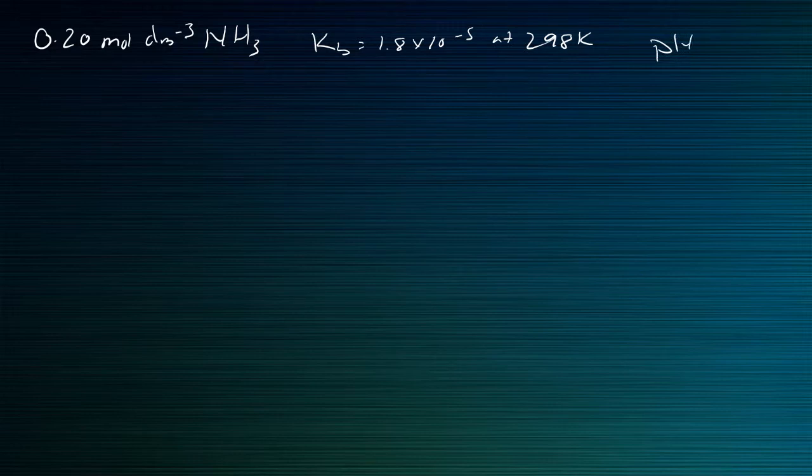So if you have a 0.20 mole per decimeter cubed solution of NH3, you know your Kb is 1.8 times 10 to the negative fifth at 298 Kelvin. What is the pH? Oh boy, that's a lot of steps. Okay, so setting up my ICE table.